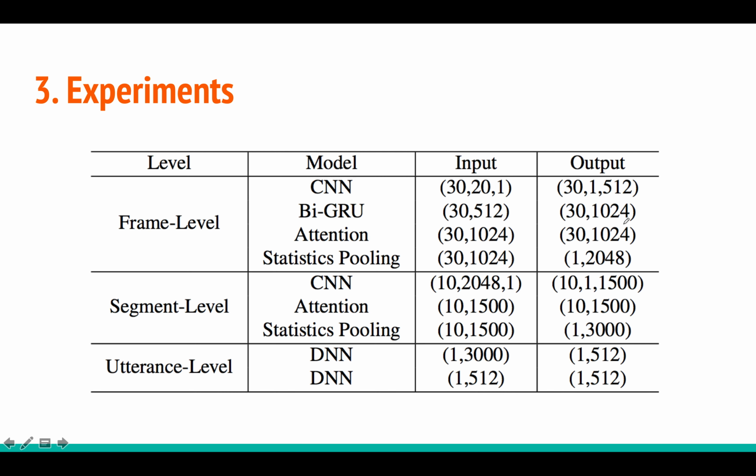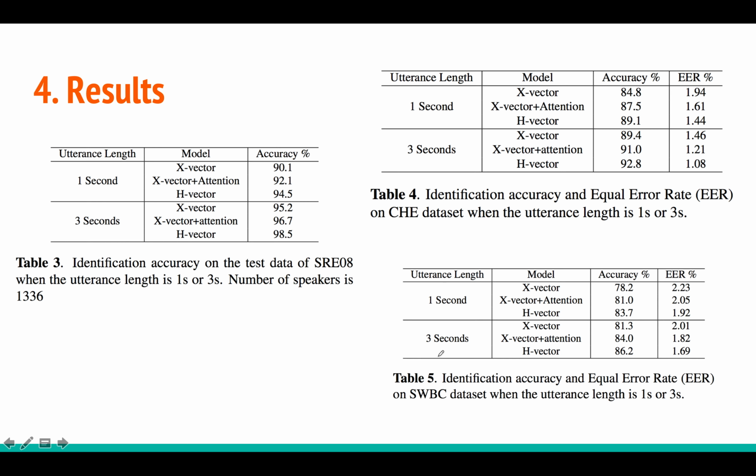And this is the configuration of the model. For the frame level extractor, you have CNN, bidirectional GRU, attention, all these things, and then at the segment level you get this. So this is just the simple statistics of the input and output configuration of the model, and you can get all of this in Keras. If you just print your model, it gives you this kind of diagram.